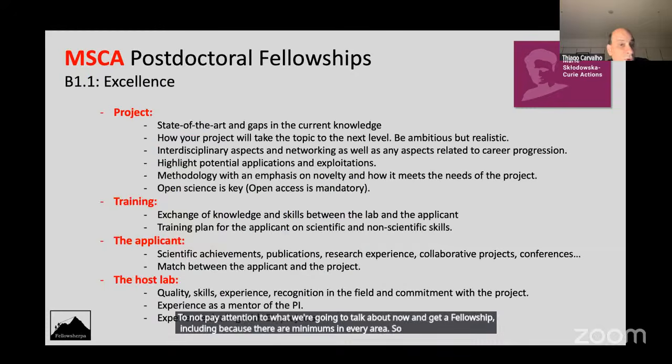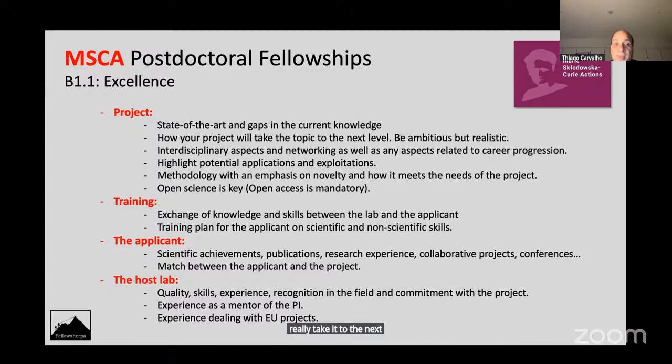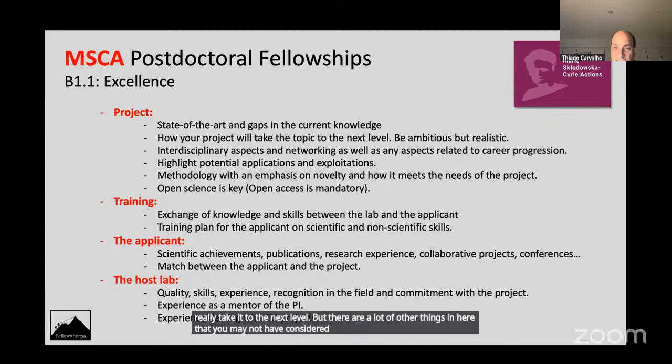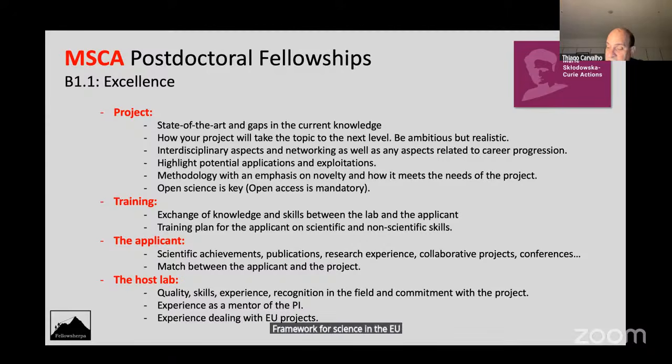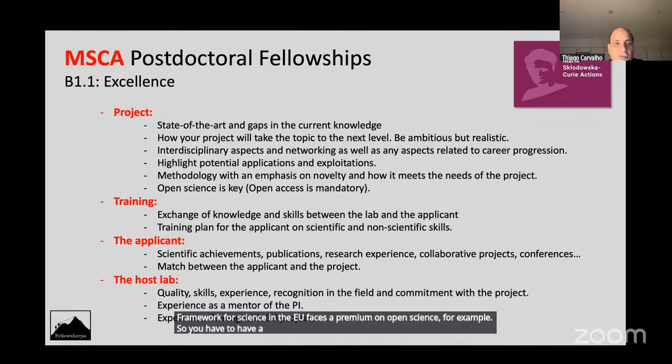So excellence will include the project and its state of the art and what the potential is for your project to really take it to the next level. But there are a lot of other things in here that you may not have considered part of scientific excellence of your project to begin with. For example, Horizon places a very strong premium. Horizon is the framework that governs Marie Curie, the overall funding framework for science in the EU. It places a premium on open science, for example. So you have to have a plan for dissemination and communication that includes open science.